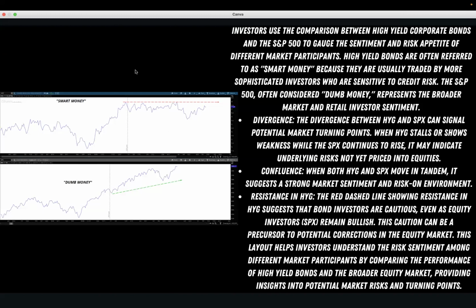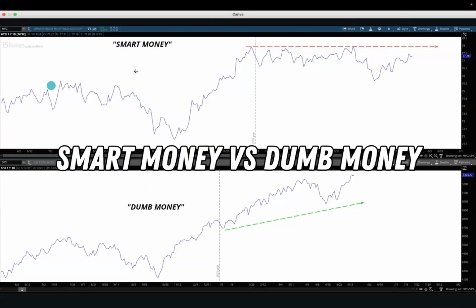So, that wraps up our summary of the smart money versus dumb money chart layout that we've got here. We've got smart money, HYG on top, and we've got dumb money, SPX on the bottom. I didn't come up with these names of smart money and dumb money, but I do pay attention to yields, and I do use the bond market oftentimes as a leading indicator for the stock market. And it's something that really can be useful once you start to understand how to use it and you start to understand some of these intermarket relationships.